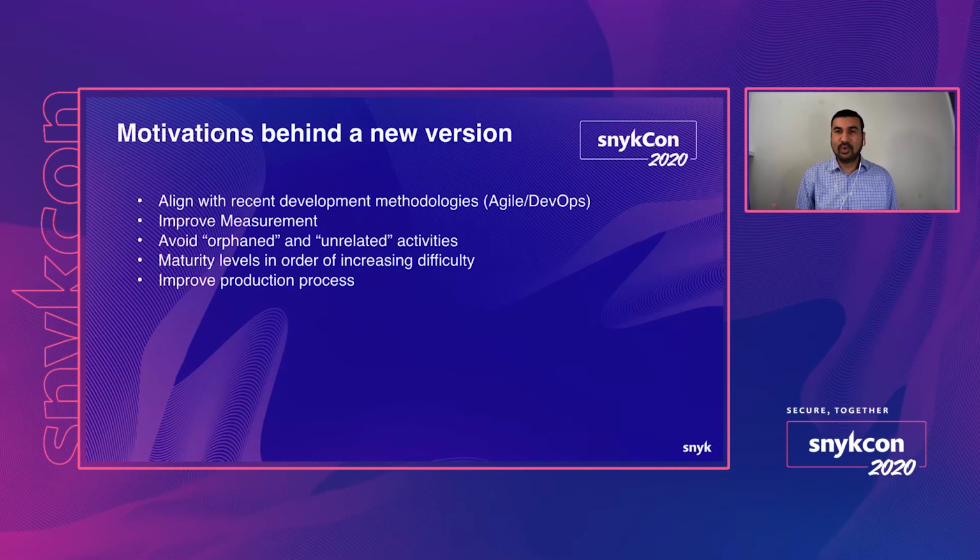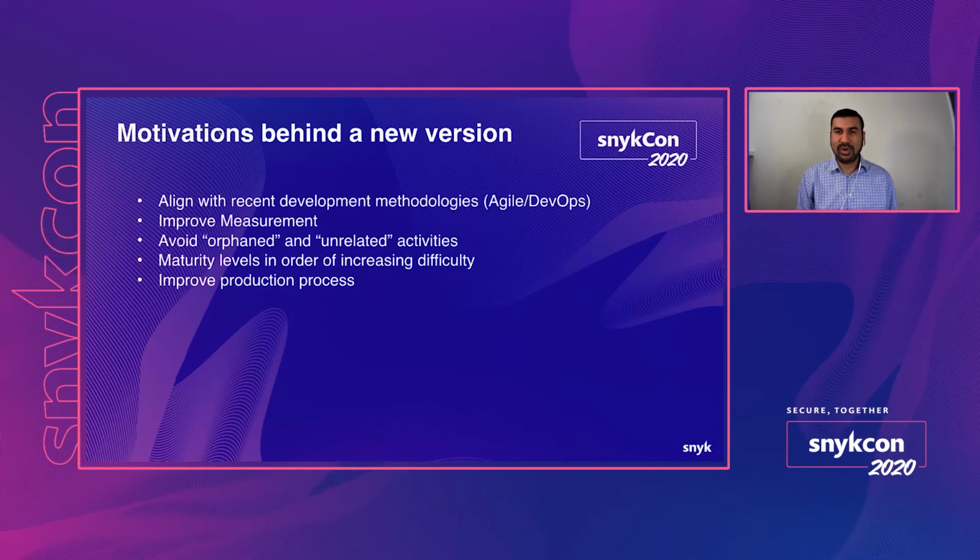Second is improved measurement. Even though SAM 1.5 addressed the feedback about granularity levels, it still didn't address the question how well an activity is being performed, thus needing some qualitative measurement.